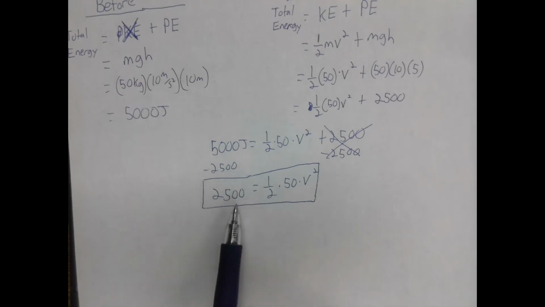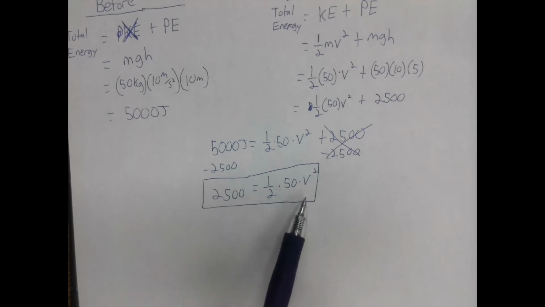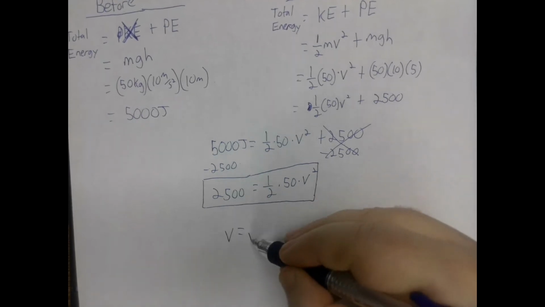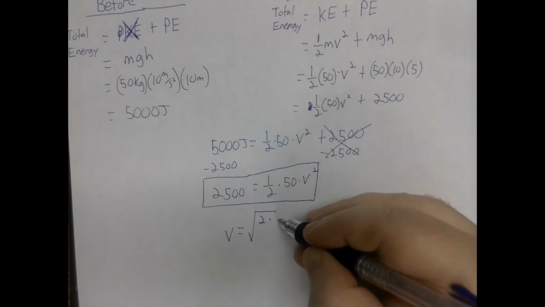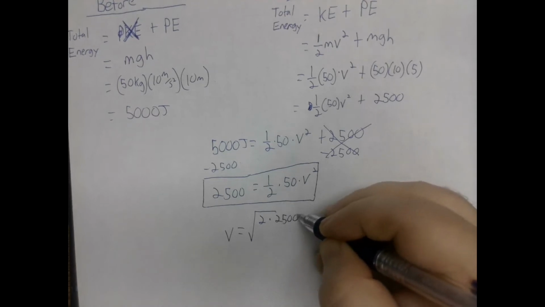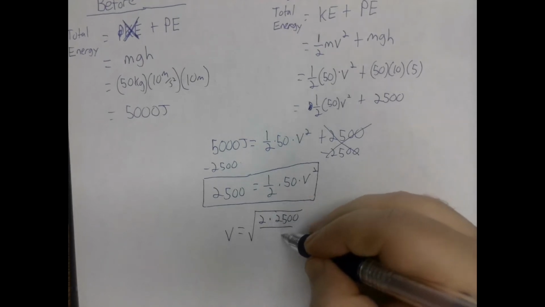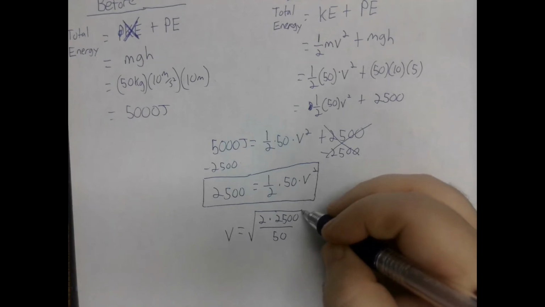So if you have an equation like this, how can you solve for v? So square root of 2 times 2,500 divided by, yes? I'm teaching. I'm not doing the homework.